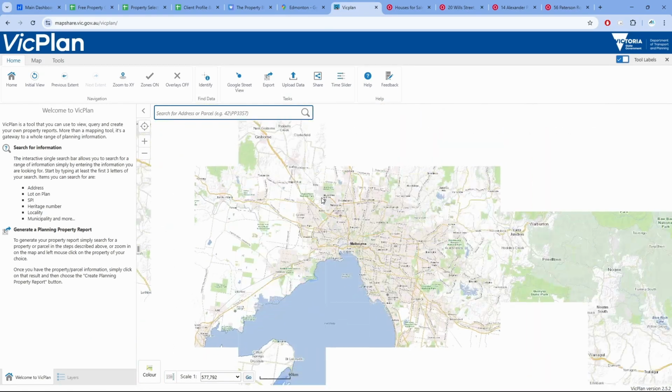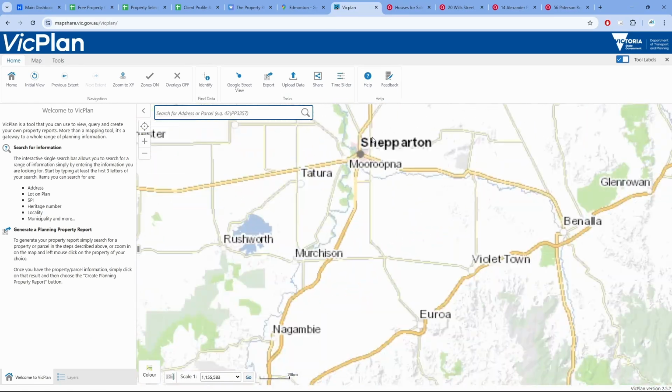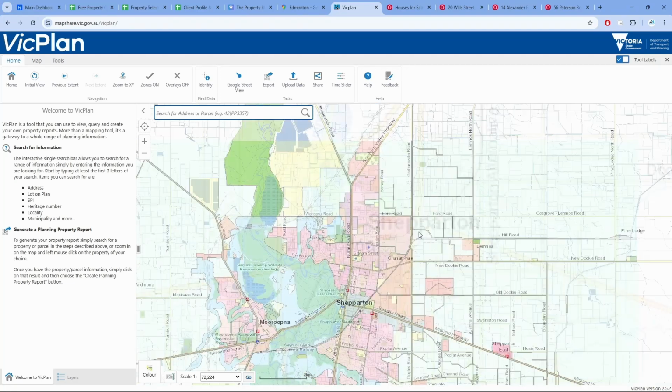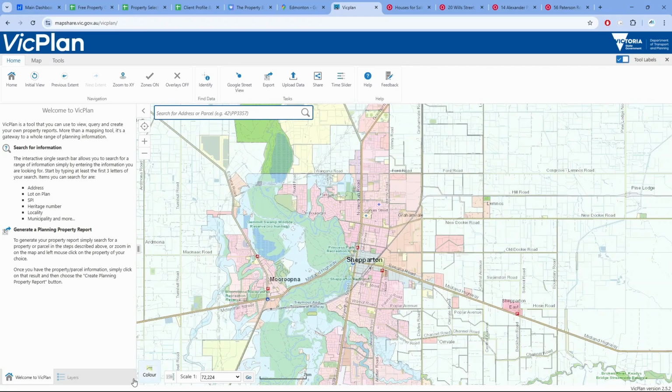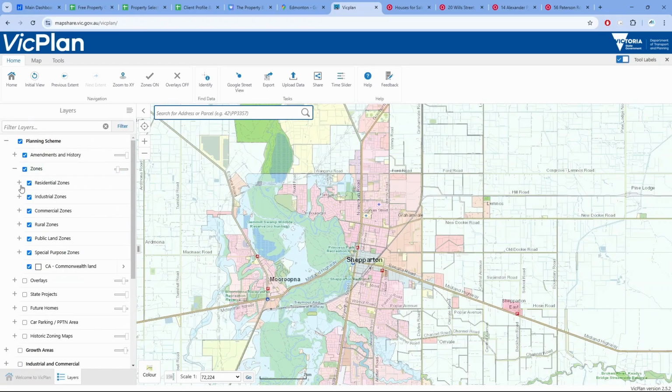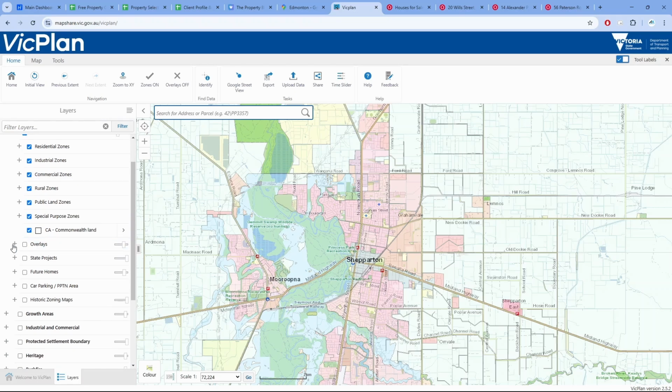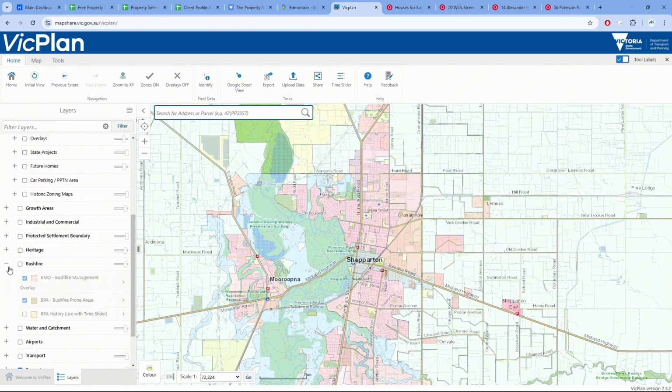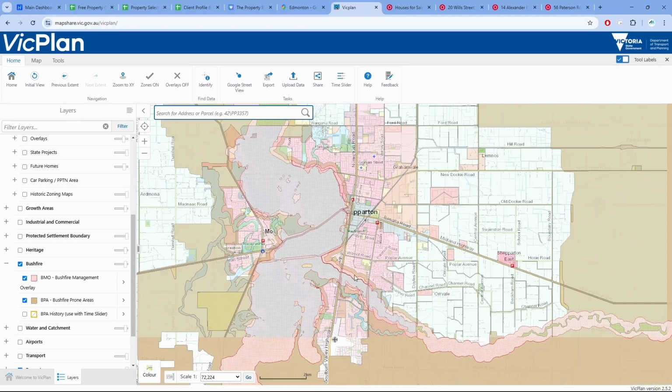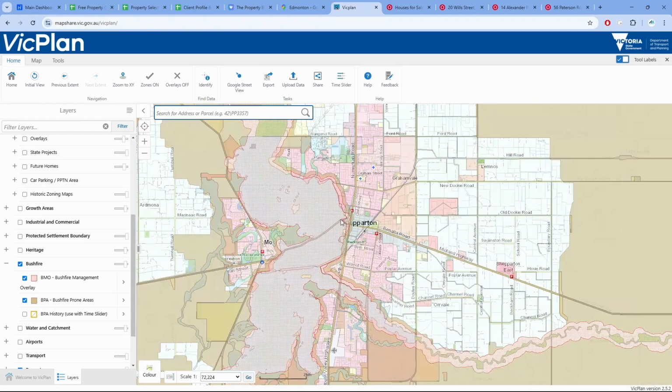Now, say for example, and I'm going to use Shepparton as an example over here because it's just a really easy one to show you guys how to do it. I go to layers, I go to zones, and I can see, okay, there's overlays, and here I can see bushfire zones. So I want to take the bushfires. And you can see almost immediately about 20-30% of Shepparton is completely removed from the area.